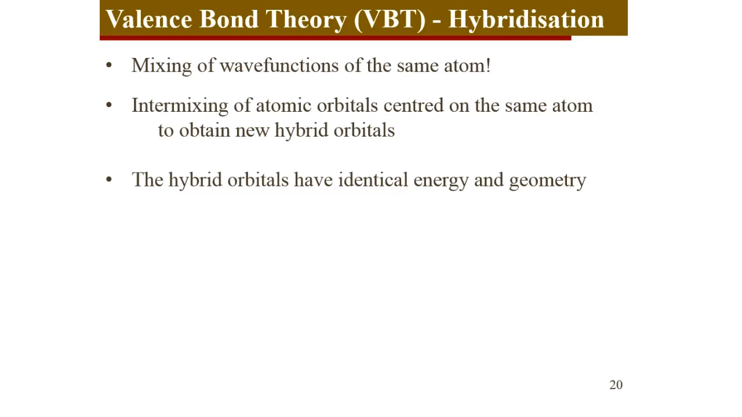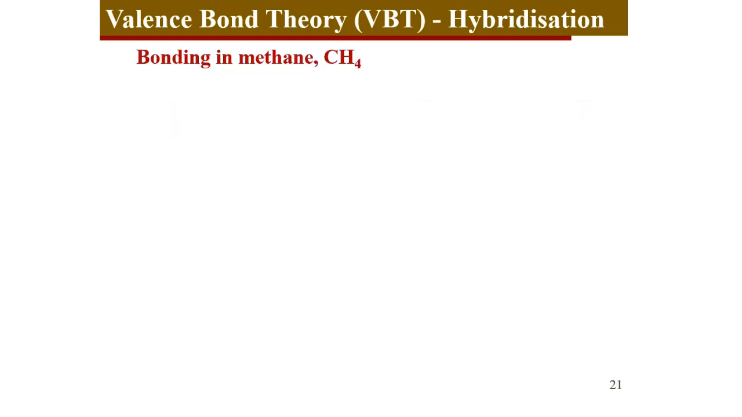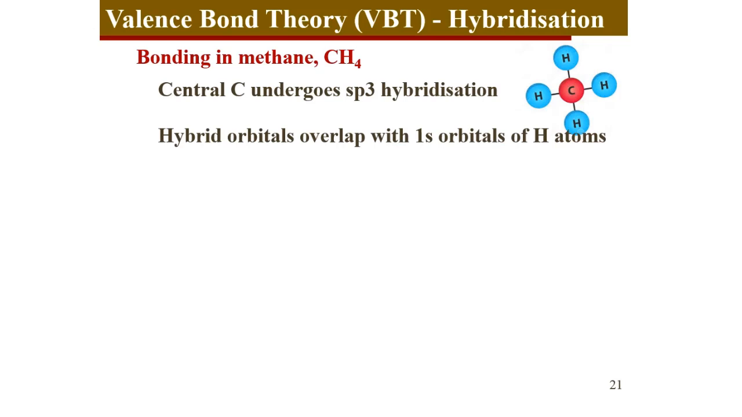And it talks about the mixing of wave functions of the same atom. Previously, we have seen when two atomic orbitals overlap, the wave functions of the two atoms overlapped or intermixed. Here what happens is the wave functions of the same atom mix with each other. There is intermixing of atomic orbitals centered around the central atom to form a new set of orbitals having similar geometry and identical shape. That is the process of hybridization. We will see it with an example of methane. The central atom is carbon here and carbon binds with 4 hydrogens. Here it undergoes a type of hybridization called sp3 hybridization. As the name indicates, it involves one s orbital and 3 p orbitals. We will see the details.